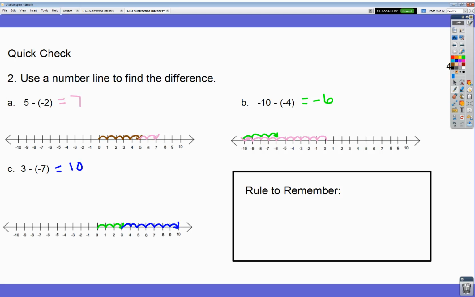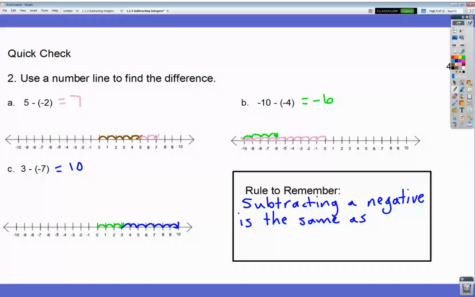So rule to remember, subtracting a negative is the same as adding a positive. And technically we should write number in there. Subtracting a negative number is the same as adding a positive number, but we'll make it a little more brief.